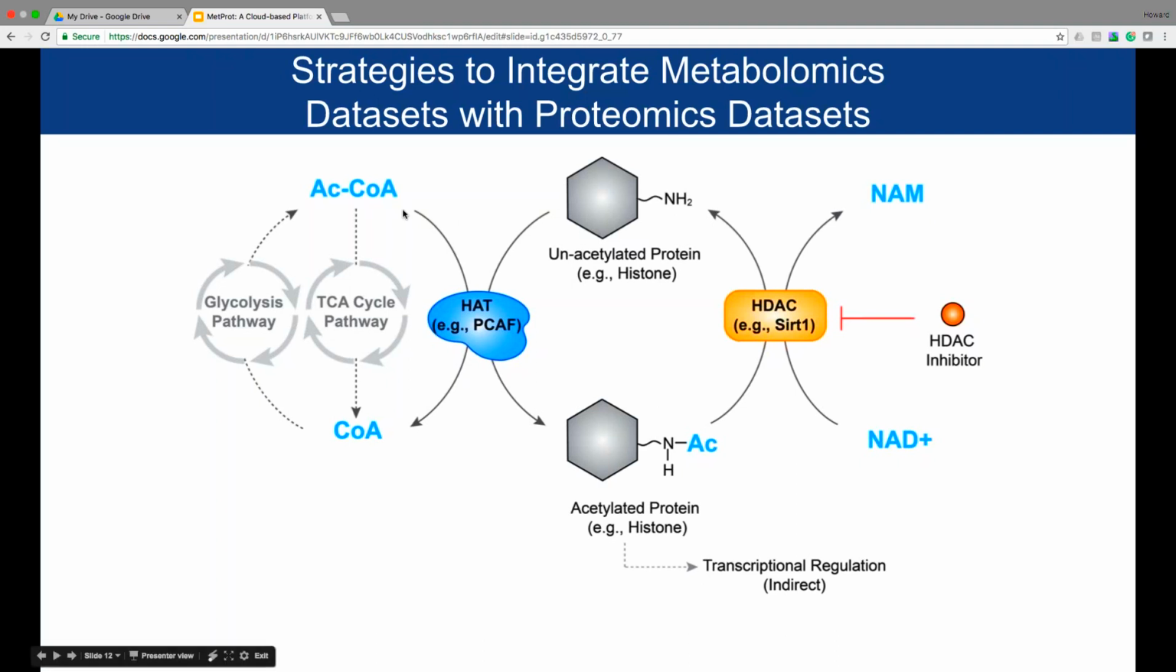Third, the byproduct of the acetylation, which is coenzyme A, can be recycled to generate acetyl-CoA through the glycolysis pathway, and the acetyl-CoA can be consumed during the TCA cycle pathway to produce coenzyme A. And fourth, there is a broad spectrum of drugs which can inhibit the function of histone deacetylase. And finally, the acetylation will activate histone, which will contribute to transcriptional regulation, which is the indirect regulation.